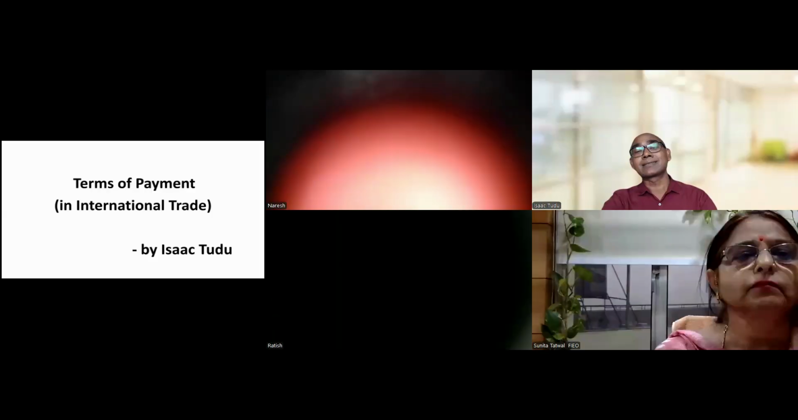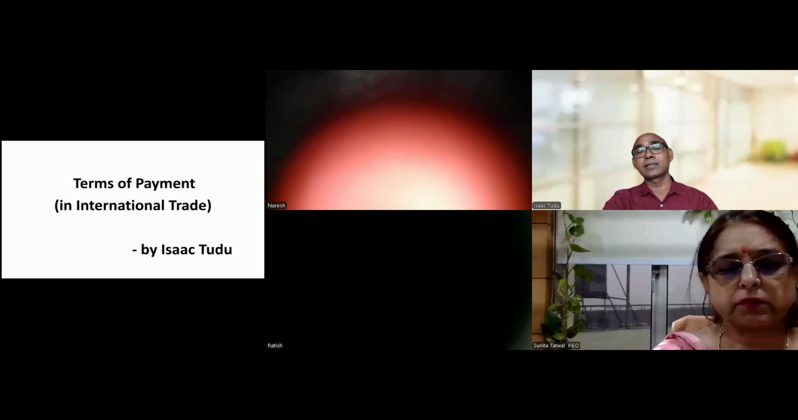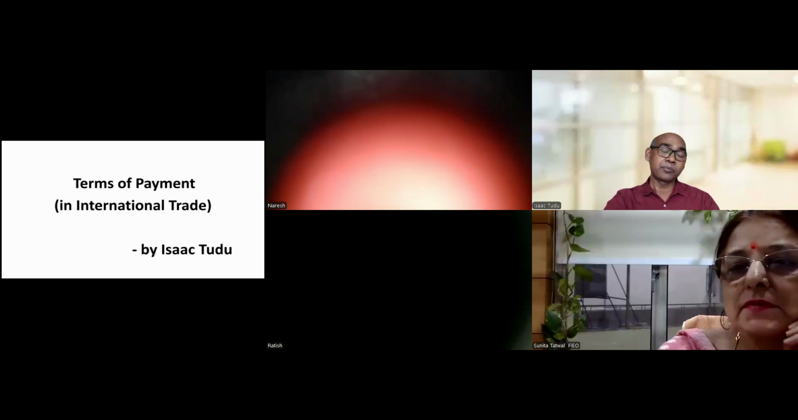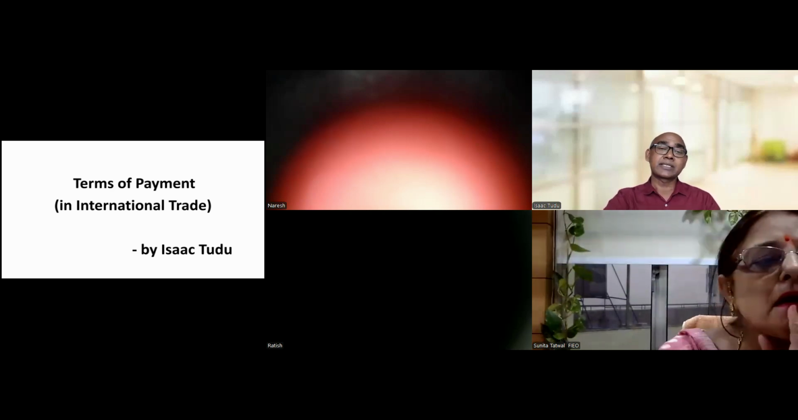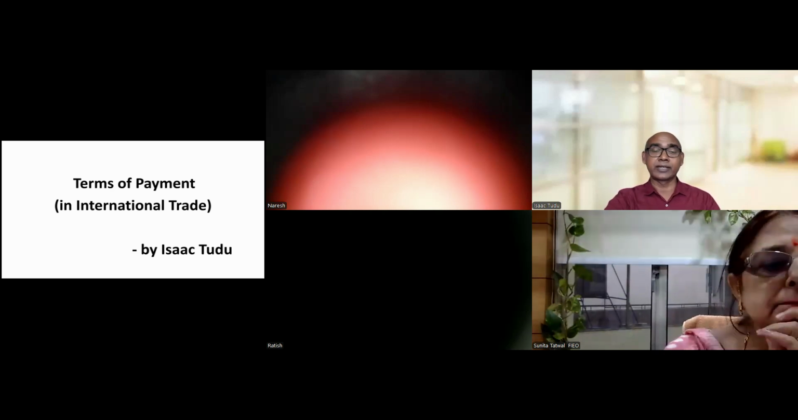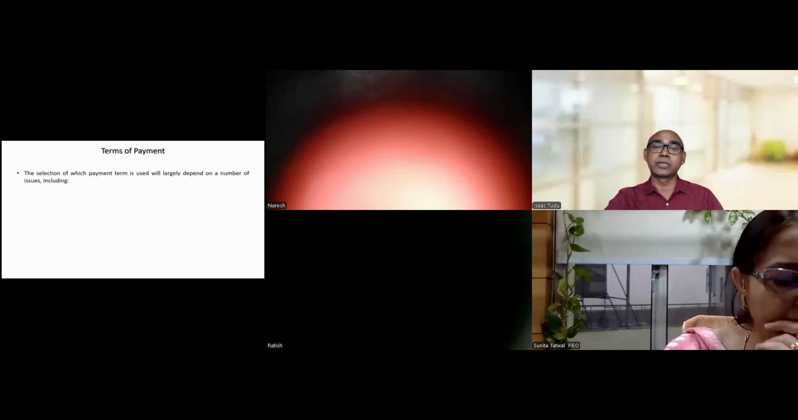As a seller or exporter, you will agree in the sales contract that you are going to supply the goods, and in turn the buyer, the importer, would agree to make you the payment. Now, we need to understand which payment terms are available in international trade. Basically, the selection of which payment term is used will largely depend on a number of issues, including the relationship between the importer and exporter.